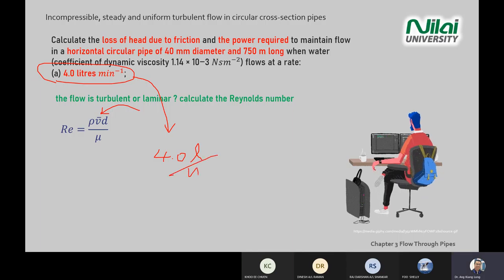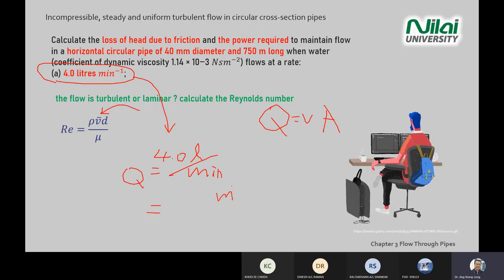The flow is 4 liter per minute. So how can you link Q with the V? Q equals velocity times area. This is Q, and your Q is in liter per minute. Dinesh, convert this 4 liter per minute into meter cube per second. What is the value? Surely you calculate as a backup.